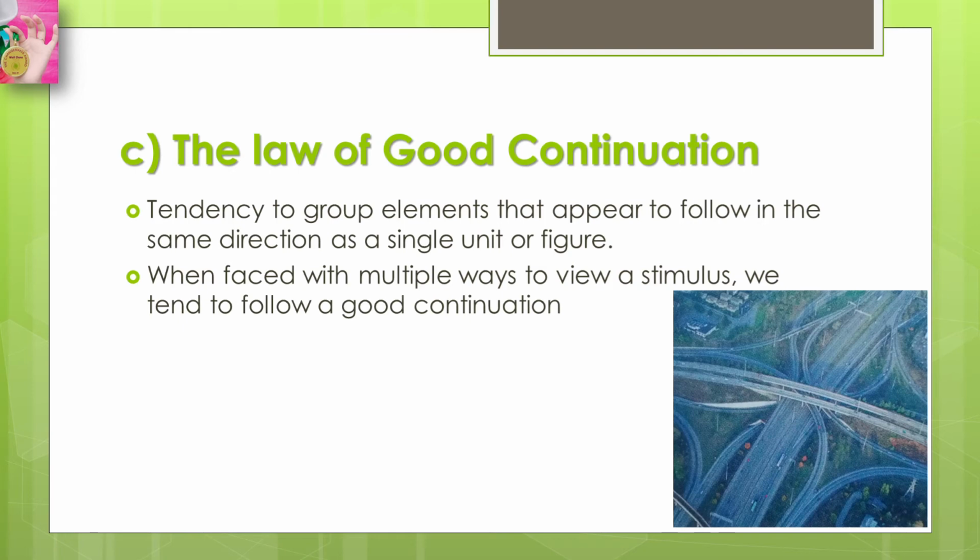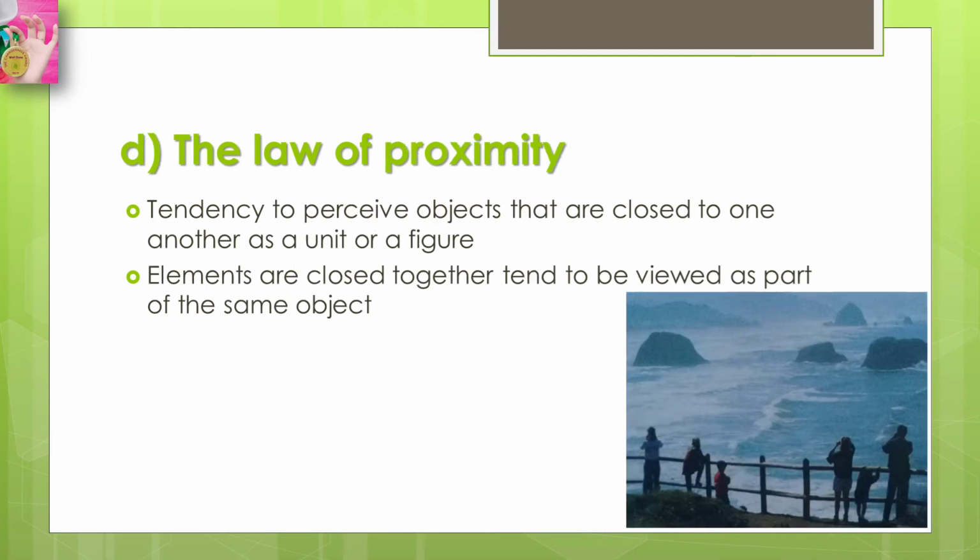Now, the next law is the law of proximity. The law of proximity is the tendency to perceive objects that are close to one another as a unit or a figure. So you perceive these six people shown in the picture as two groups or three. So this is one example of the law of proximity.